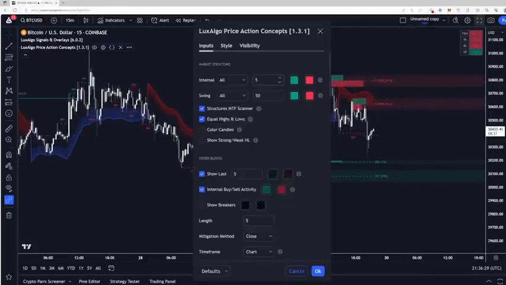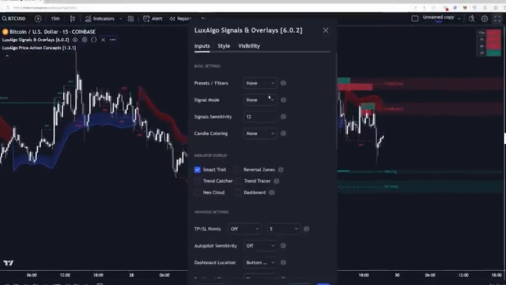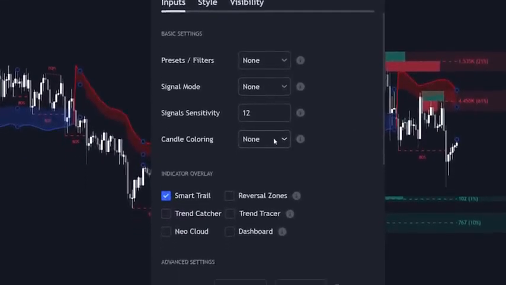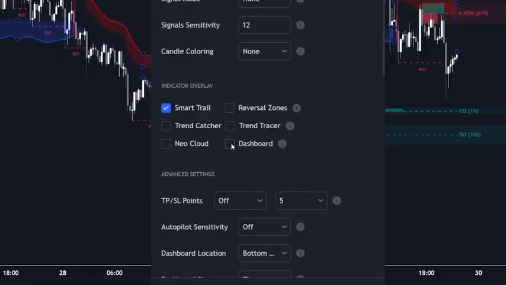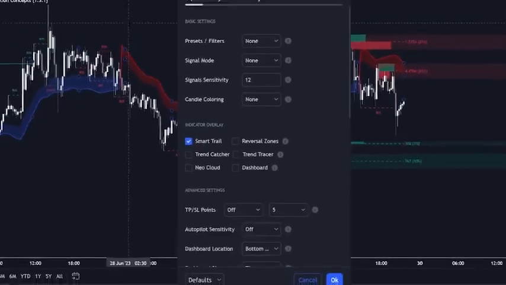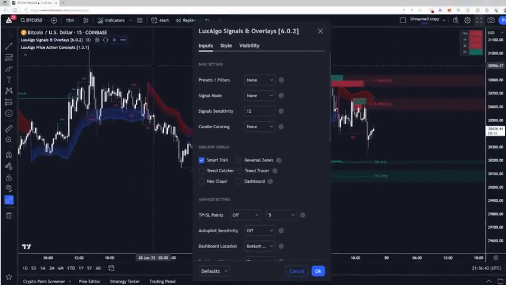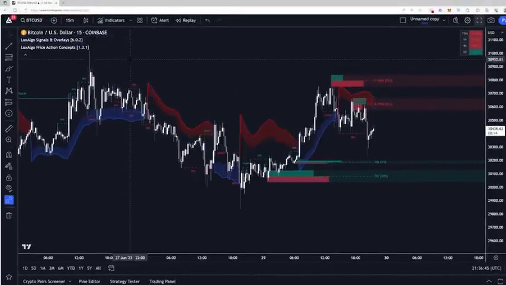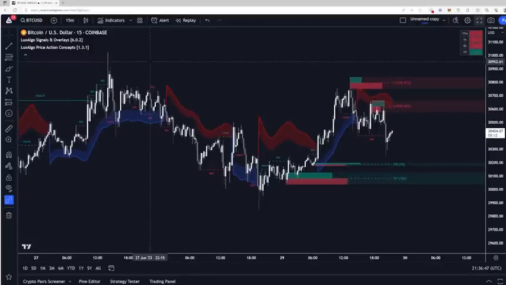So what we've done is we turned off the signals, right? We've turned off the signals mode, we've turned off the candle coloring mode, we've turned off the dashboard, and we've just kept the smart trail enabled right here. So we're just going to be utilizing one feature from the signals and overlays indicator, and then in the price action concepts indicator, we are going to customize this slightly.